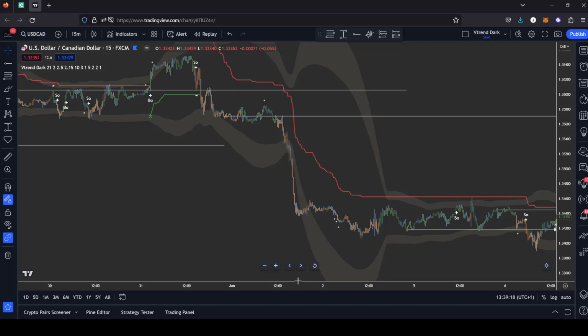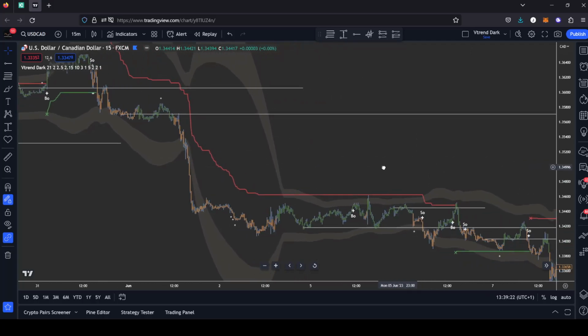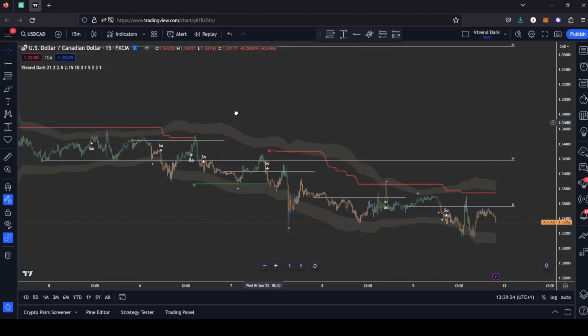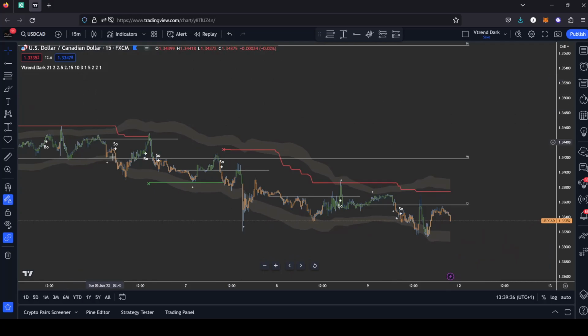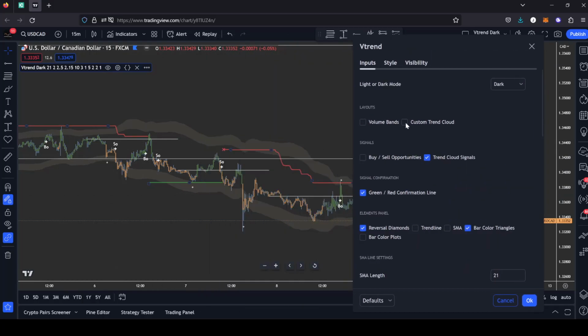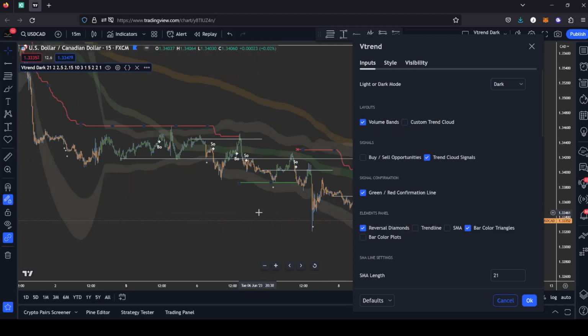Okay, so let's run through the low time frame system. This is currently active on the 15 and 5 minutes at the moment. When you change down to either of these time frames, this is what's going to load up straight away. So we need to add on a custom trend cloud. You can also, of course, use the volume bands if you wish, but I prefer the custom trend cloud.